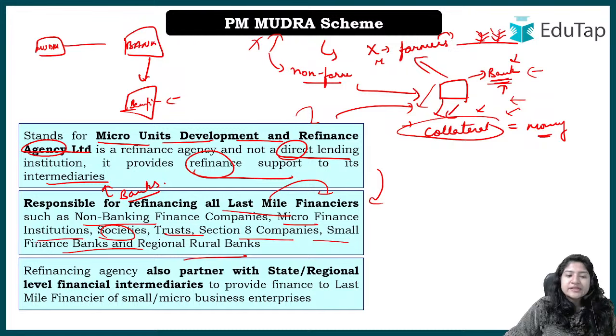And when we're talking about a refinancing agency, we are talking about Mudra, okay. It will also partner with the state and regional level financing intermediaries. All in all, it will act as a refinancing agency. It's a simple thing, okay.